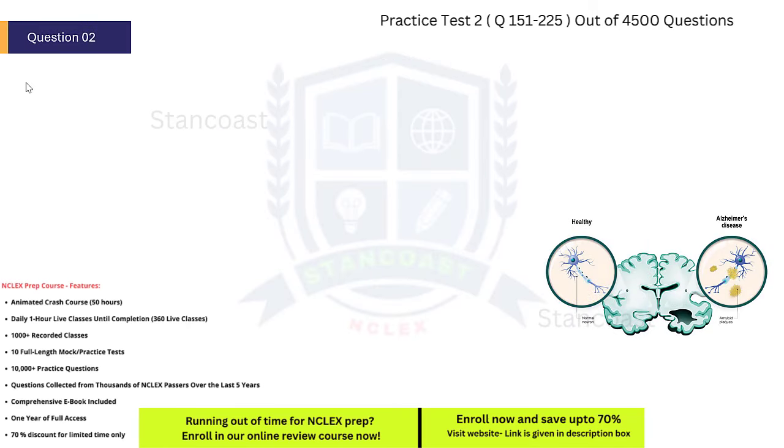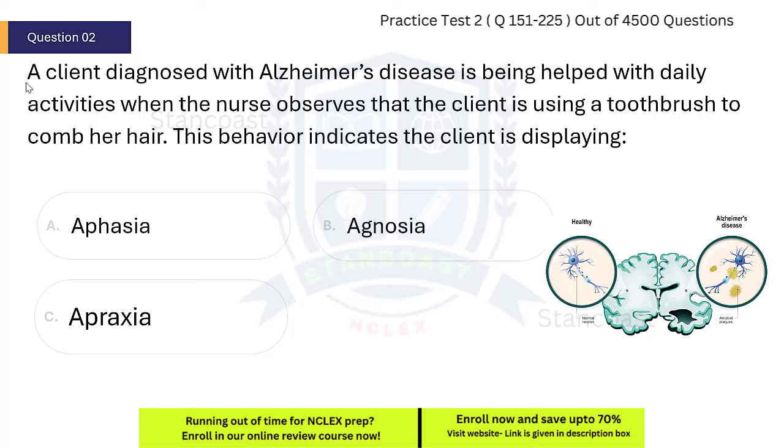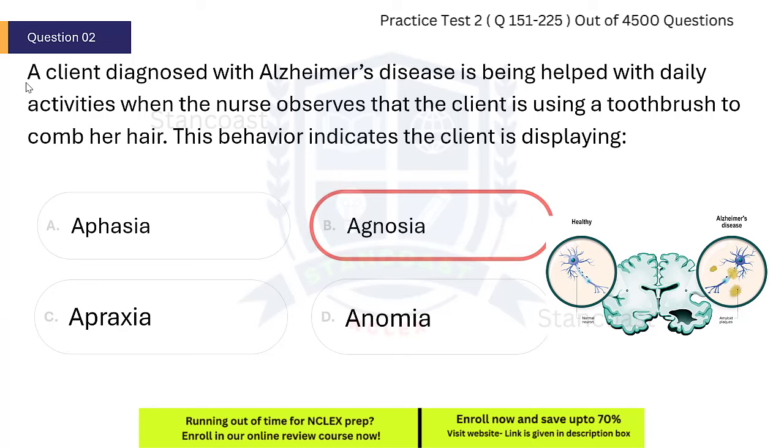Next question. A client diagnosed with Alzheimer's disease is being helped with daily activities when the nurse observes that the client is using a toothbrush to comb her hair. This behavior indicates the client is displaying A. Aphasia, B. Agnosia, C. Apraxia, D. Anomia. Think about the different cognitive impairments associated with Alzheimer's. Ready? The correct answer is B.